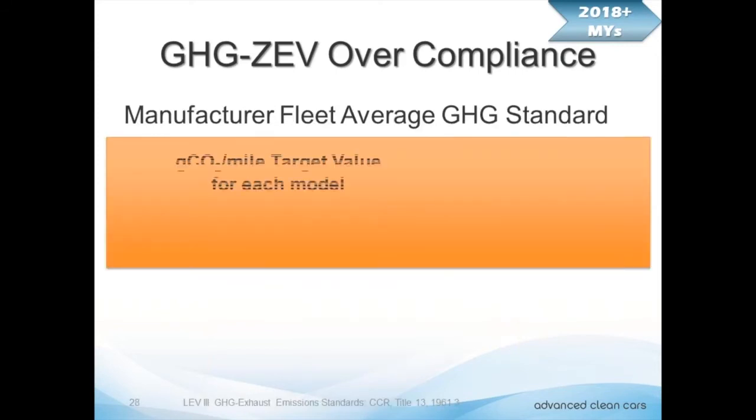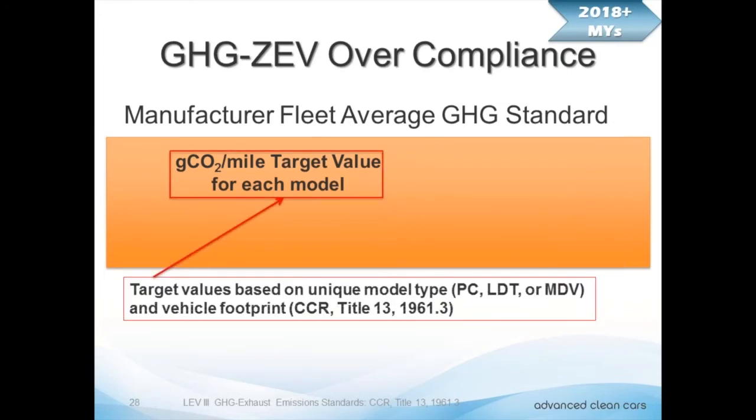First, you will need to calculate the CO2 target value for each unique model type and vehicle footprint combination that a manufacturer produces in a given model year. Target values can be found under California's greenhouse gas exhaust emission standards within the LEV 3 regulation, California Code of Regulations, Title 13, 1961.3. Each vehicle's CO2 target value is then multiplied by the total production volume of that vehicle type and footprint combination for the applicable model year.